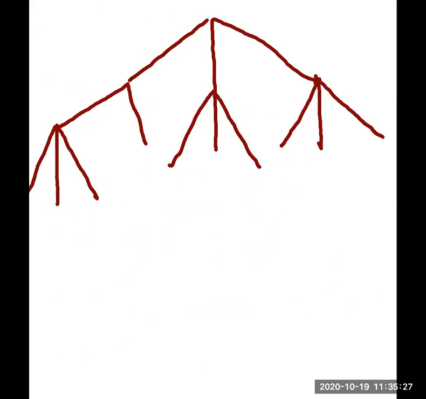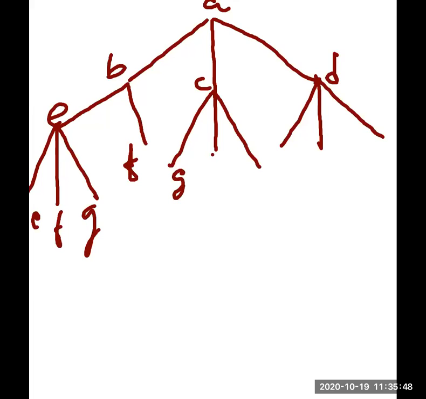I'm drawing a bit bigger tree. Okay, so now let's name the vertices A, B, C, and D, E, F, G, H, I, J, K, L, M, N, and O. Let's say this is a tree.